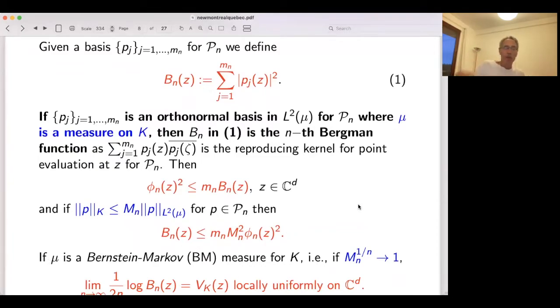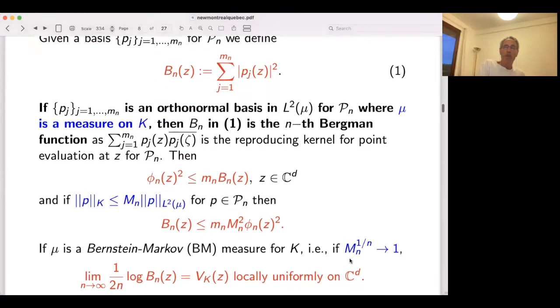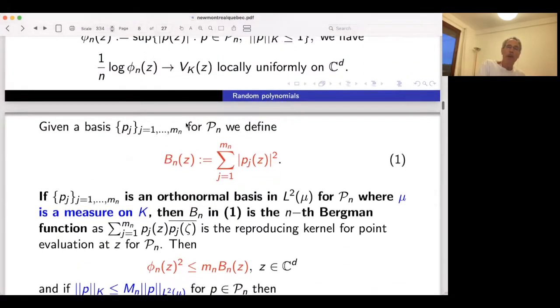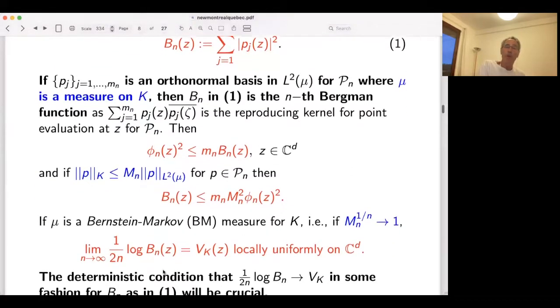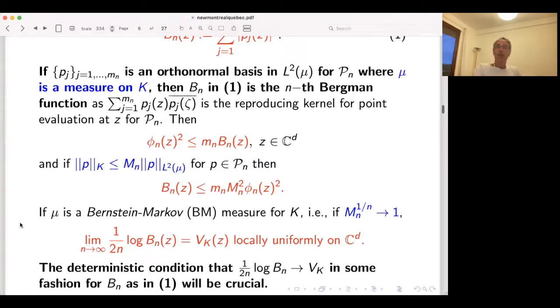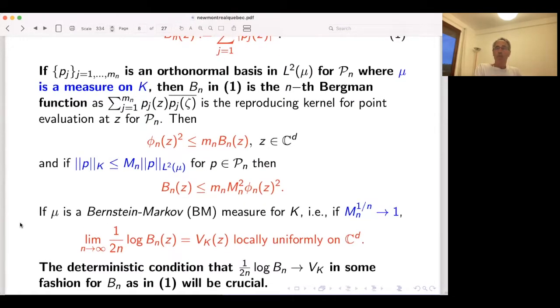These are very prevalent in the literature. If you have this property for your measure, then from the fact that these phi n's have the property that 1 over n log phi n converge to v sub k locally uniformly, then you'll have the same occurring for the 1 over 2n log b sub n. So they'll converge locally uniformly to this extremal function v sub k. So this deterministic property that this sequence 1 over 2n log b sub n converges to this extremal function v sub k in some fashion is going to be crucial for what we're going to do in the rest.